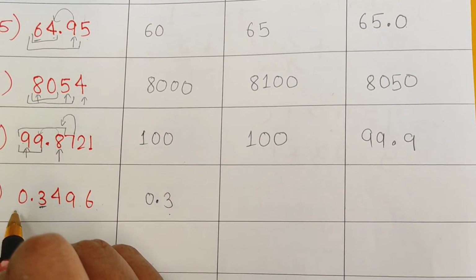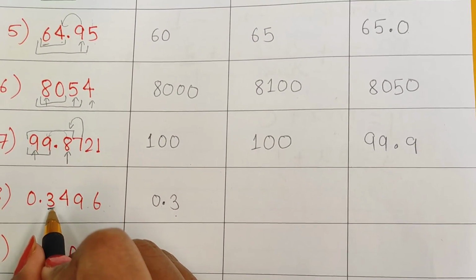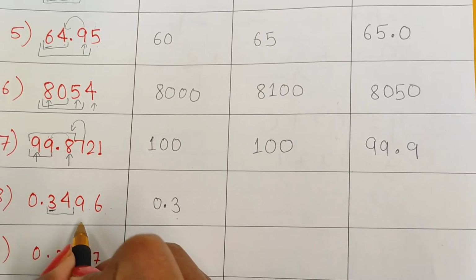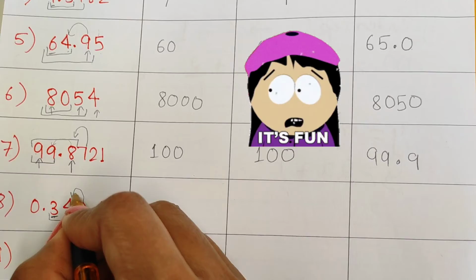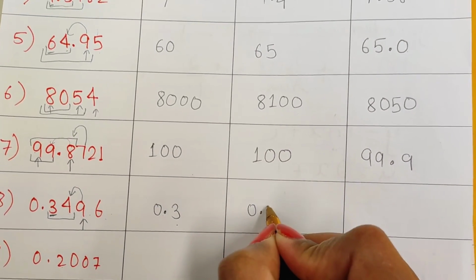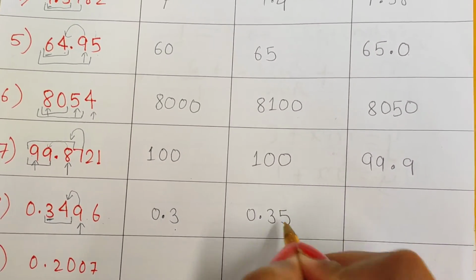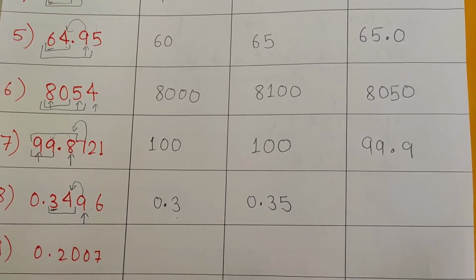Now we have to round this to two significant figures. So these are my two significant figures. Look for the third one. It is more than 5, so that means we round this up. So 0.35, and that's it. We leave it like that.